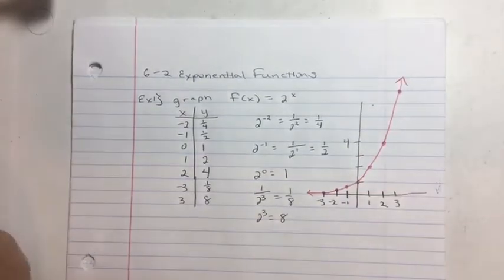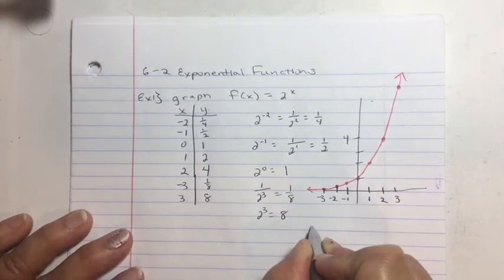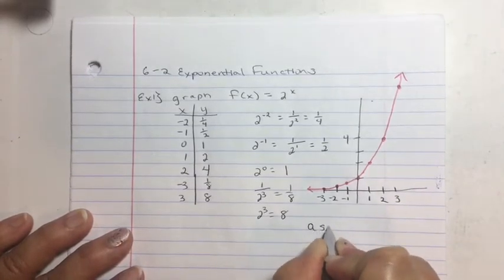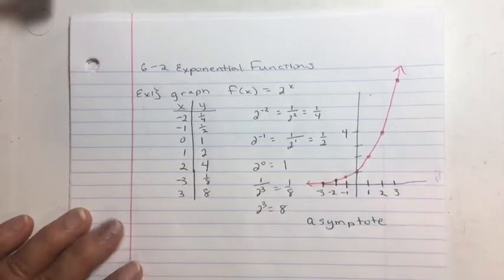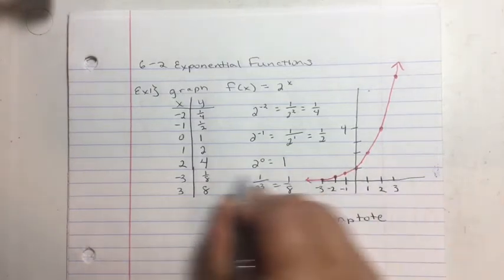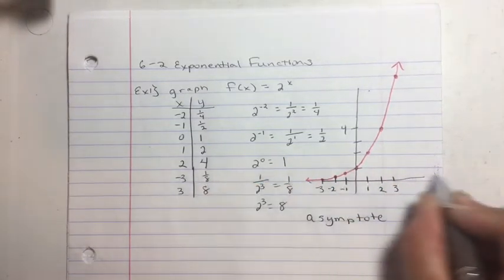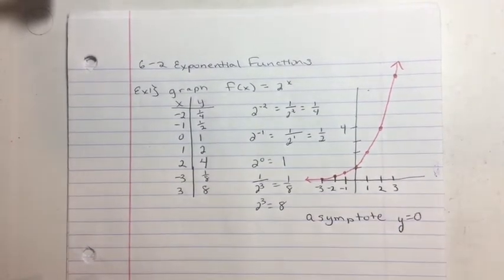When it approaches something but never quite crosses, that's called an asymptote. A-S-Y-M-P-T-O-T-E. And once again, an asymptote is where it almost touches, but never quite does. In this case, it almost touches this horizontal at 0, y equals 0.